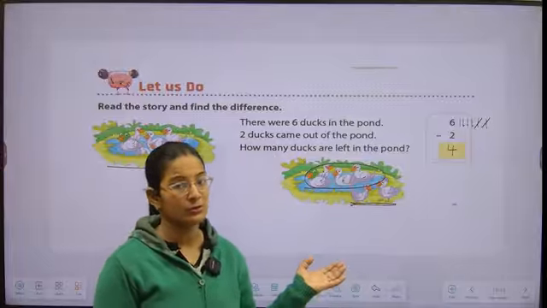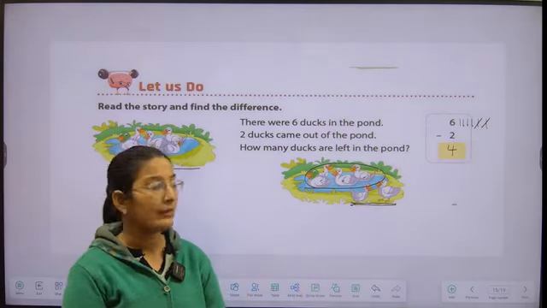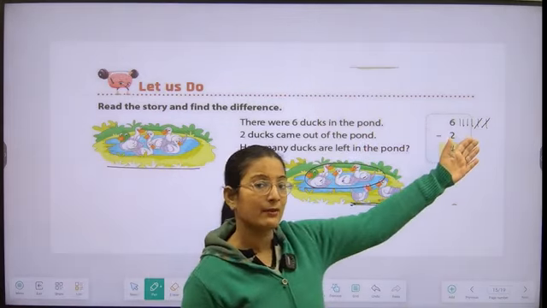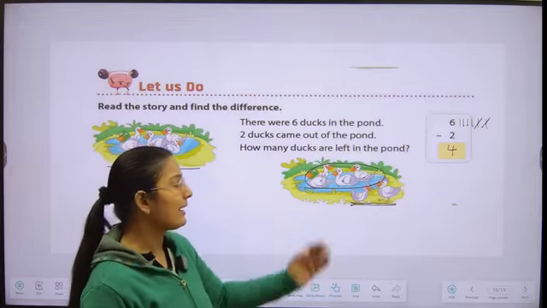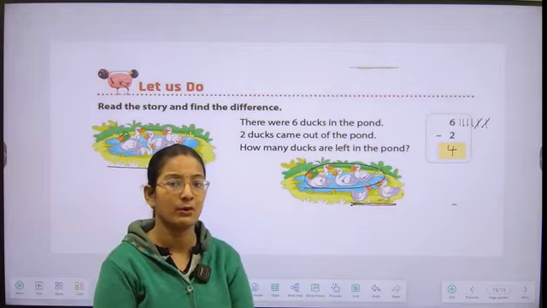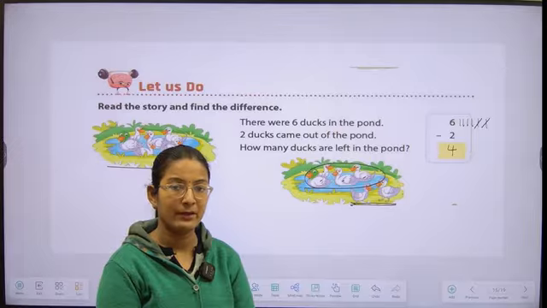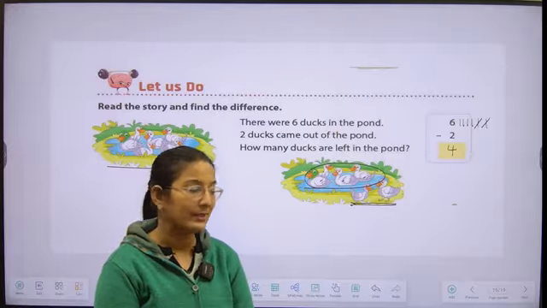So with this, you can also do this, by subtracting the lines, by crossing the lines, or by counting the ducks in the pond also. Everyone did this? Let's do the next one.